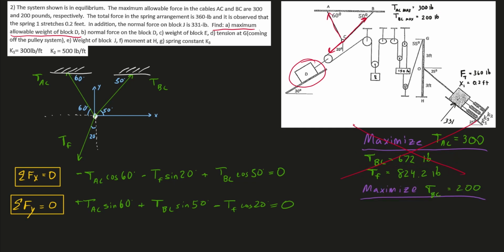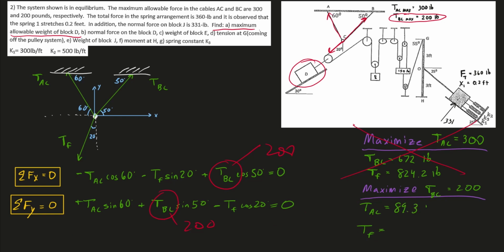So let's try it the other way. Let's assume that TBC can be operating at its maximum. So we'll plug in 200 for TBC, which turns this system of equations into two unknowns and two equations, which we can solve. Either brute force on algebra, or I just like putting everything into a matrix. And we can figure out what these two unknowns are. So let's crunch the math there.